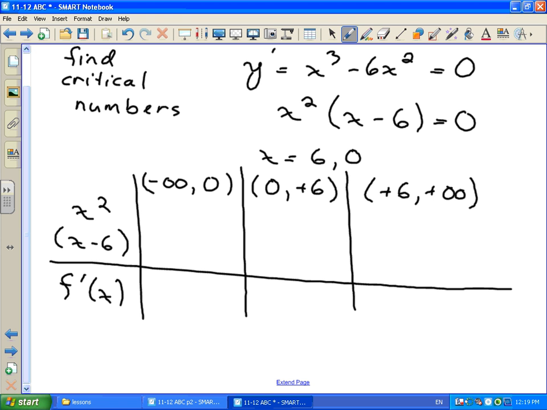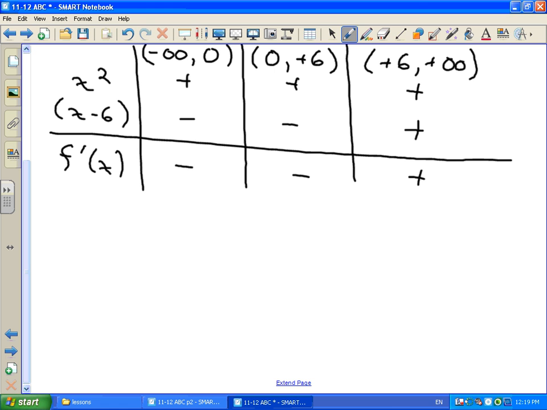Okay. X squared is pretty easy. It's going to be positive no matter what we put in there. X minus 6 is going to be, I'm thinking negative, negative, positive. Good. Okay. And so our derivative is going to be negative, negative, positive. So if we visualize this, f prime is negative, so it's going to be decreasing. Slope of the tangent is going to be negative here. And over here, the slope of the tangent is going to be positive.